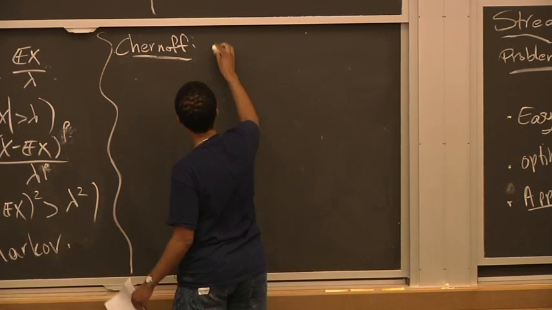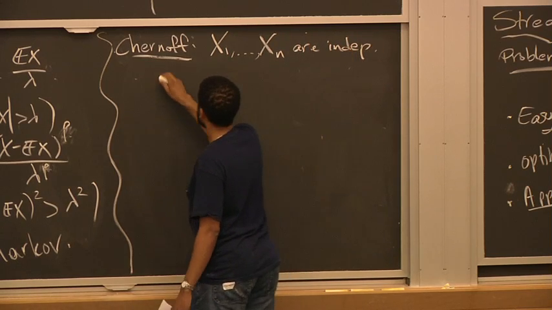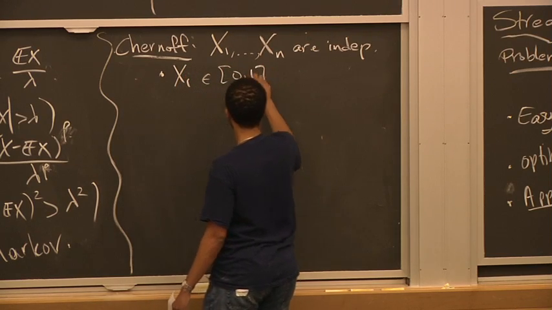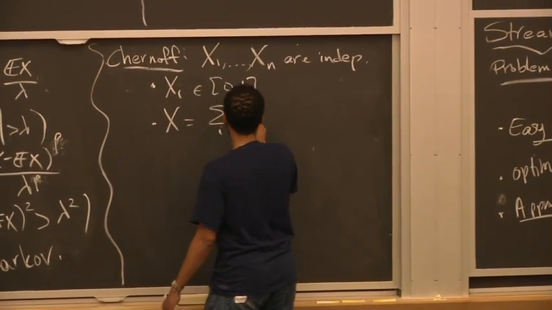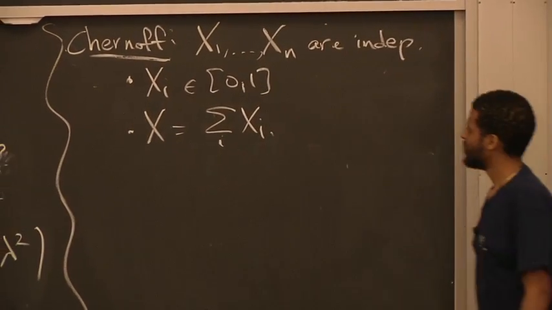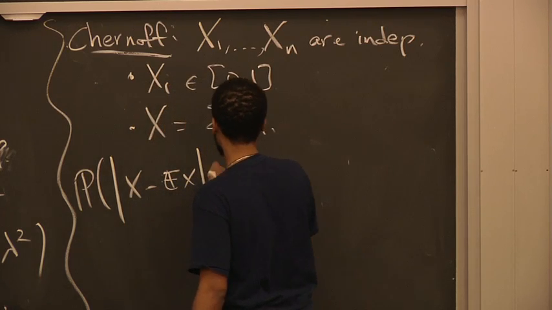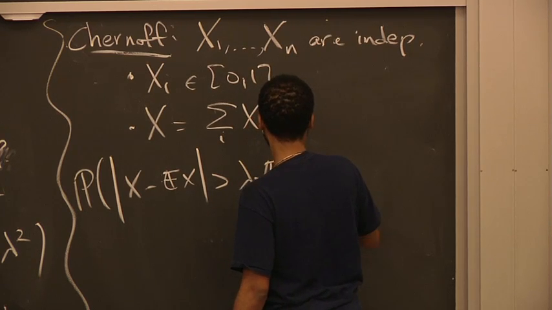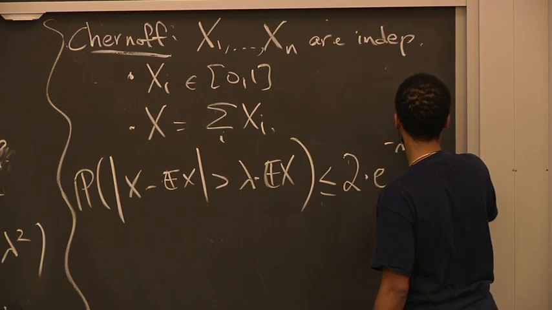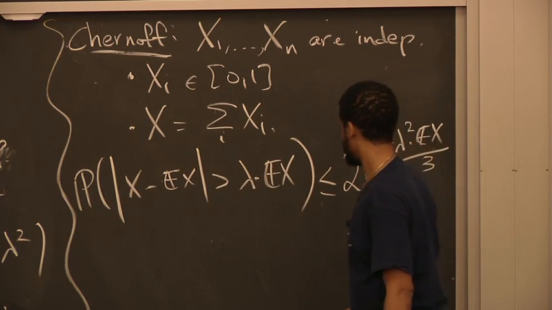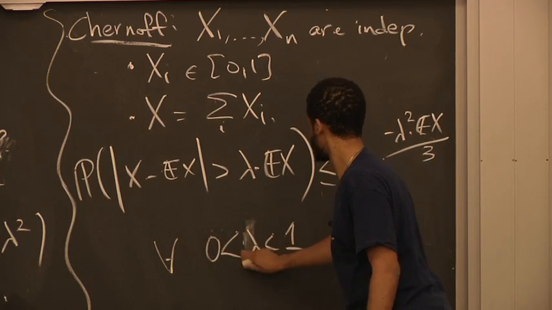Suppose x1 up to xn are independent, and I know that each xi is always in the interval [0, 1]. Also define x to be the sum over i of xi. What it says is that the probability that x deviates from its mean by more than lambda times its mean is at most 2 times e to the minus lambda squared times its expectation over 3, for all lambda between 0 and 1.